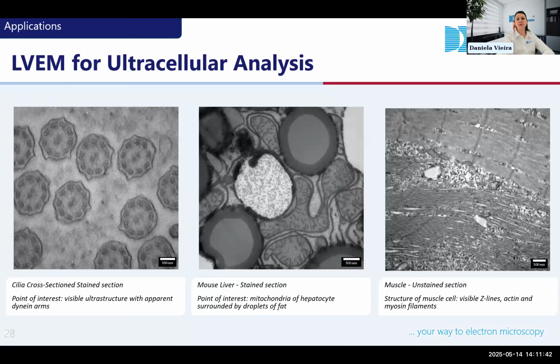And a few examples for ultrastructural analysis. So we have cilia, mouse liver, stained sections in here. And the last one is a muscle unstained section. So we see the contrast even in the unstained sample.